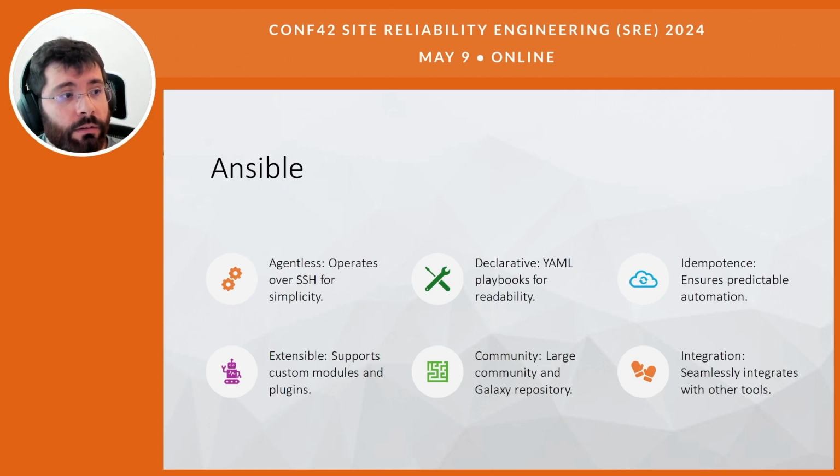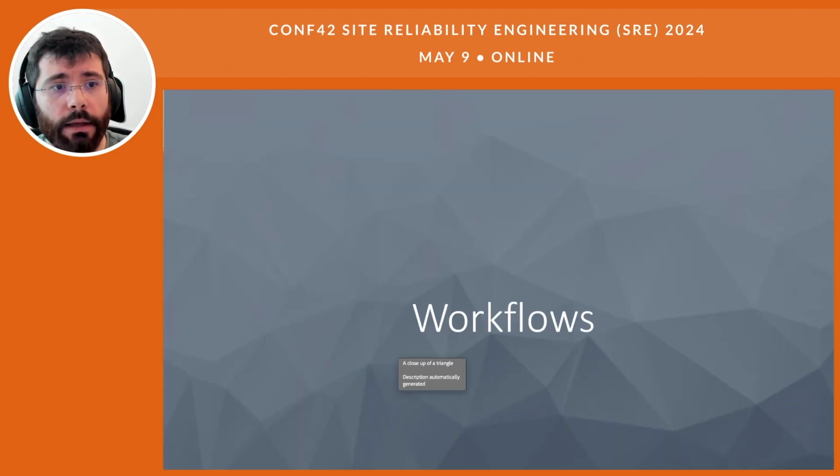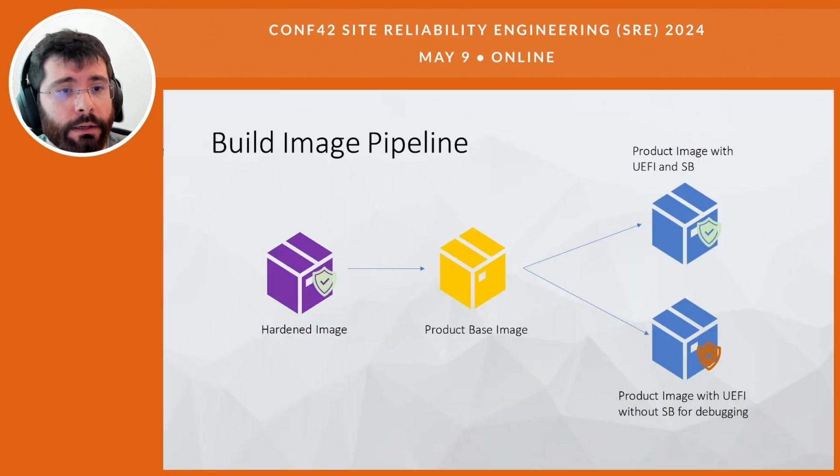The documentation is good, and it has many plugins. So if you want to use third-party plugins, for example, you want to use the AWS native way from Ansible instead of calling the AWS CLI, you can use the plugin for AWS. And you can predict the automation, so it's idempotent. Also, the community is very wide and has different plugins that you can install using the Galaxy repository. And let's talk about the workflows. So here we have the build pipeline workflow.